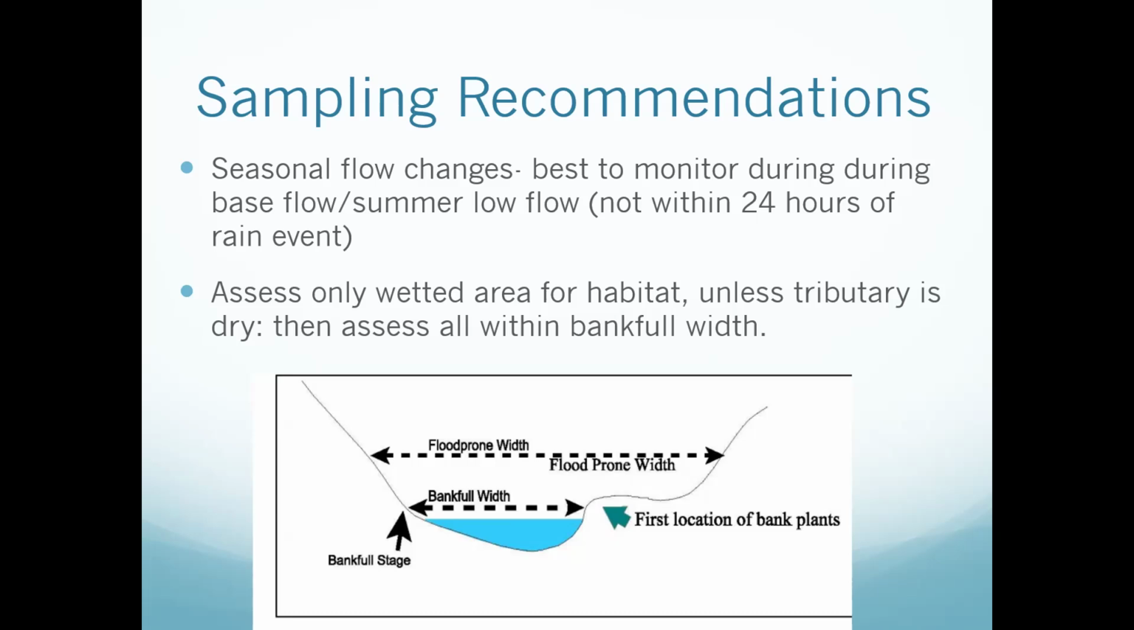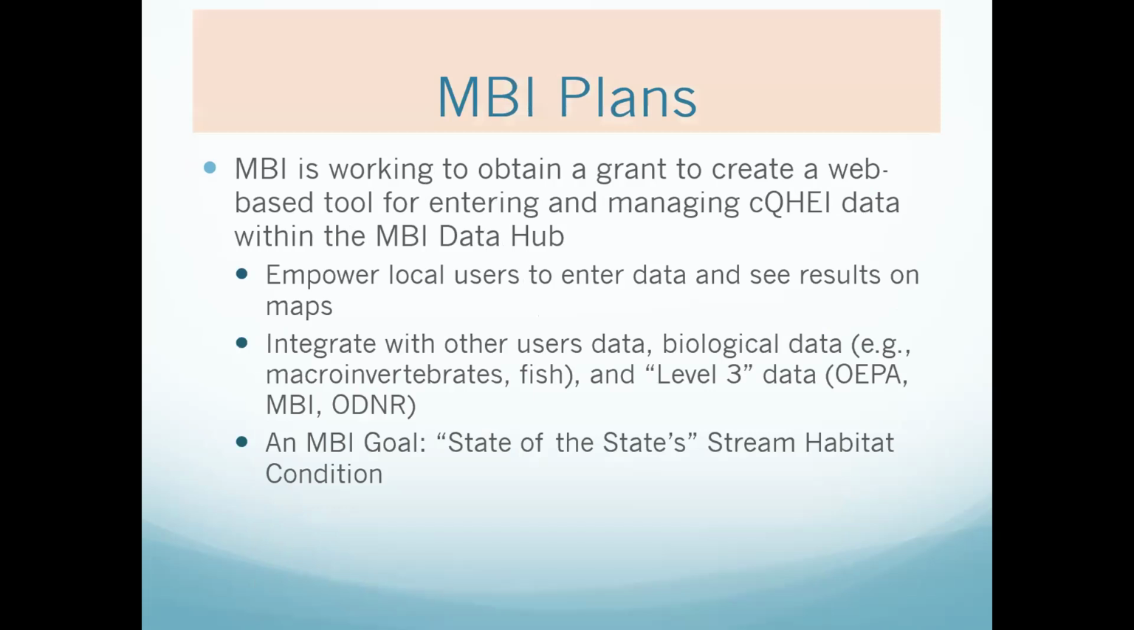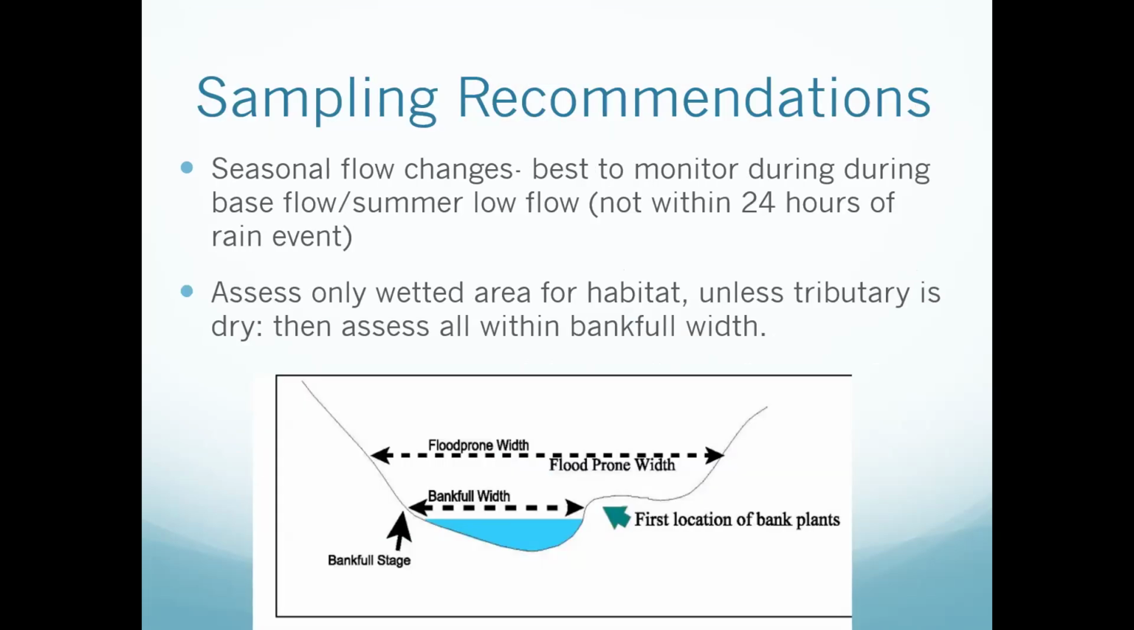And then assess only the wetted area for the habitat unless the tributary is dry. Then you can assess all within the bank full width, which is really just where you see a channel without plants. So you are just trying to see what's typically functional in that stream.